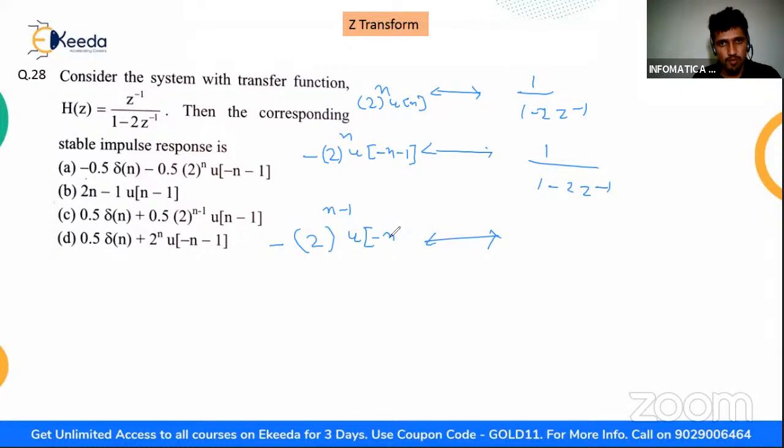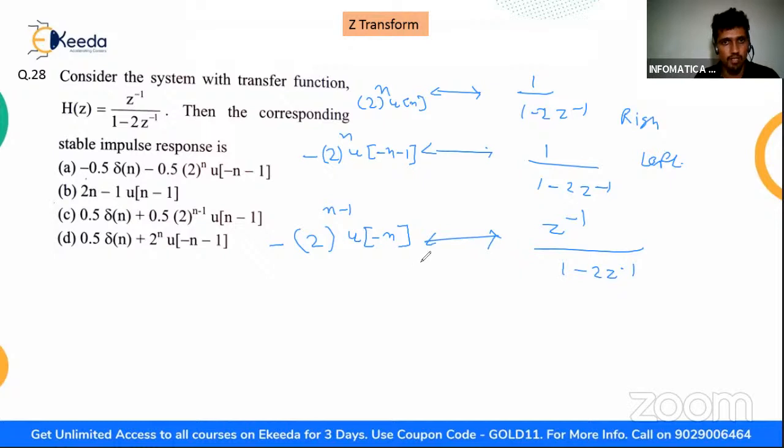So it will become simply minus n plus, or this will become plus 1 and minus 1, 0. So u, and this will be Z inverse, 1 upon 1 minus 2 Z inverse. This is if right sided. Okay, right sided, and this is if left sided. So this is the answer.